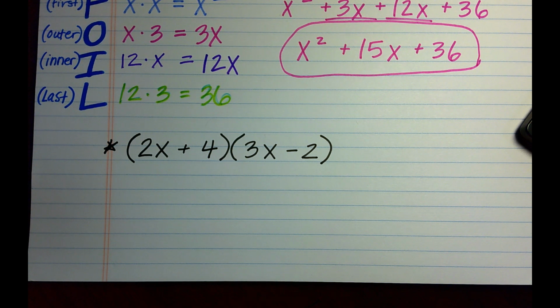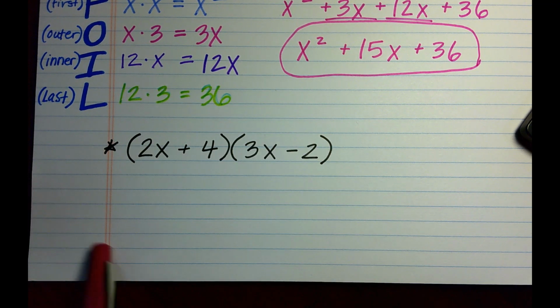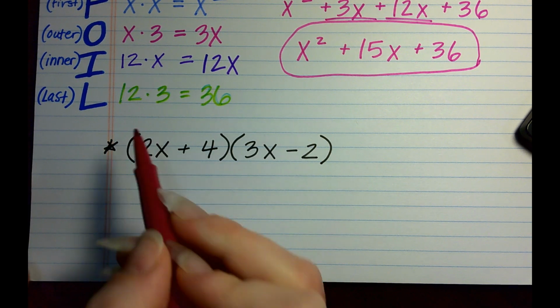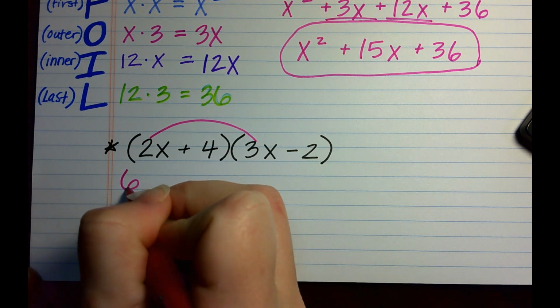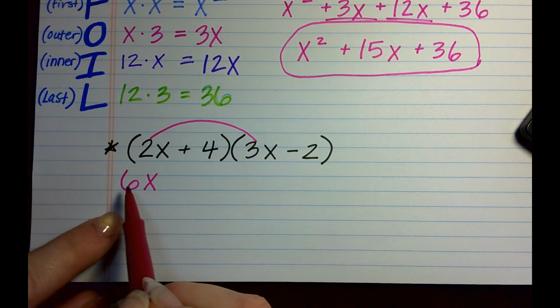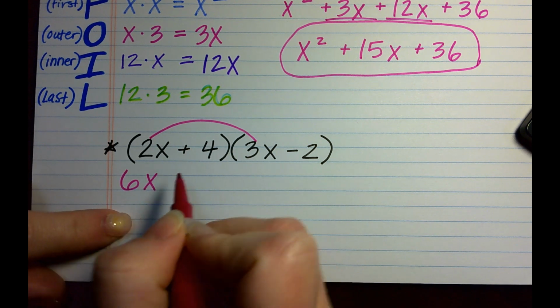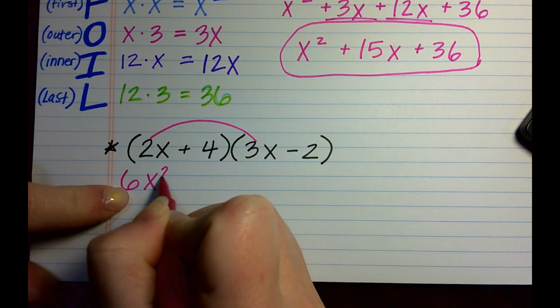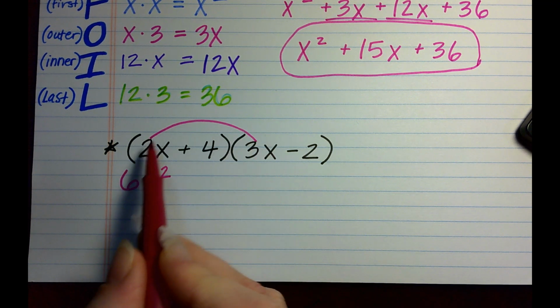So let's see here. Would somebody like to guide me through how to do this? Good. We'll do the first terms, 2x times 3x, which gives us 6x. 6x what? Squared. One little thing: we did 2 times 3 is 6, then x times x. That's where it gets a little bit tricky sometimes. We can forget to write squared. 6x squared. So there's our first term.